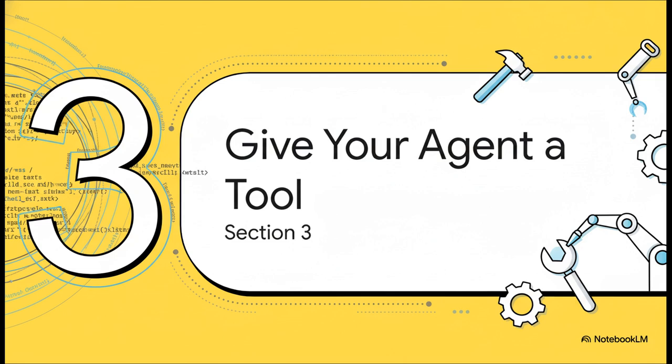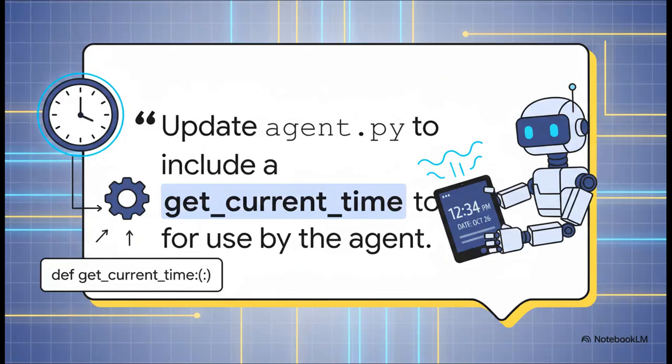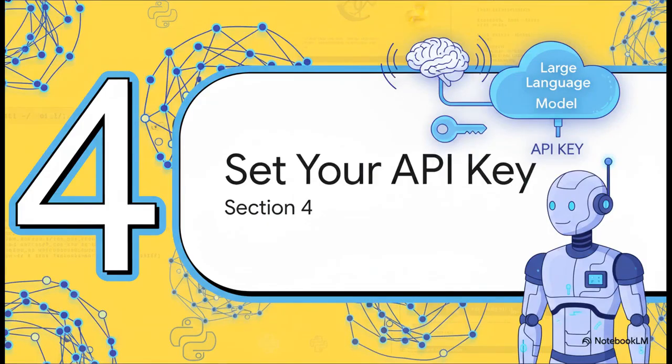So now we're going to crack open that agent.py file and give our agent its very first tool. Just look at how simple this is. By adding this one little function, get_current_time, into that agent.py file, you are literally teaching your agent how to do something new. This is such a core concept. You give agents tools, which are really just Python functions, and they use those tools to interact with the world. The agent's brain, the AI model, it reads the function's name and its description to figure out when to use it. Pretty smart, right?